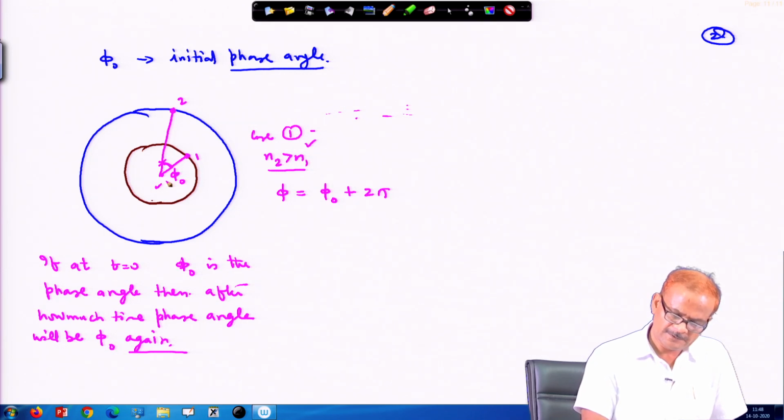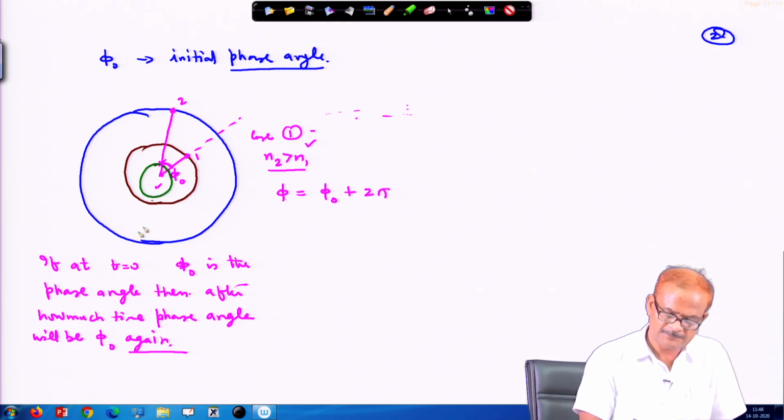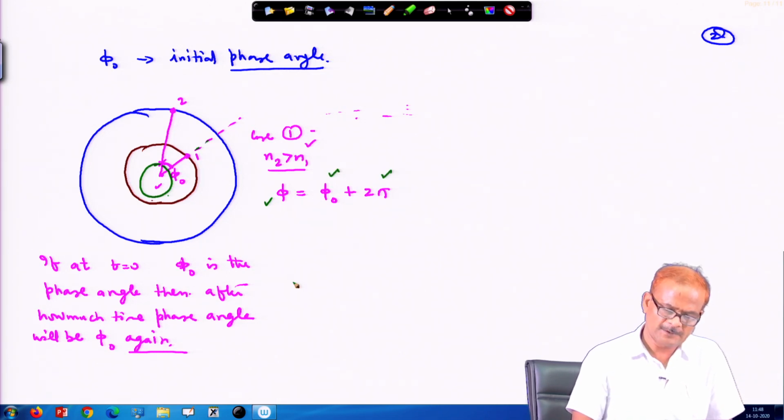So, when the same phase will come, it is required that with respect to 1, obviously 1 is also moving while it moves in the orbit, so with respect to 1, it has to go all the way from where 2 is here, and again go back to this place, means the 2 pi angle it has to cover. So, that means the phase angle of 2 with respect to 1 becomes phi 0 plus 2 pi at that time.